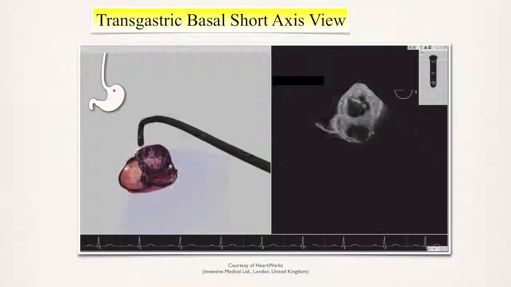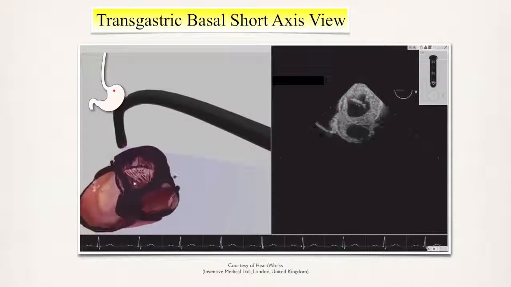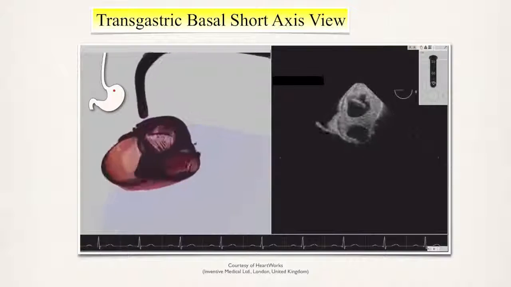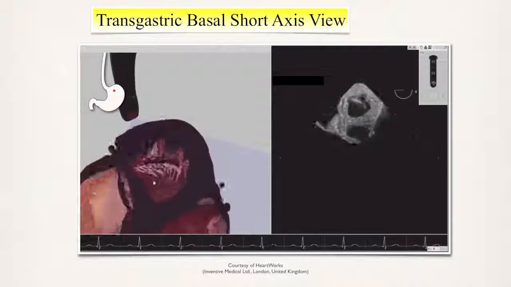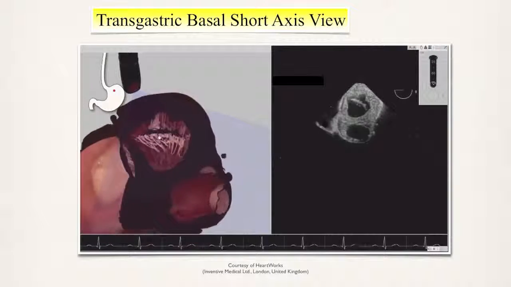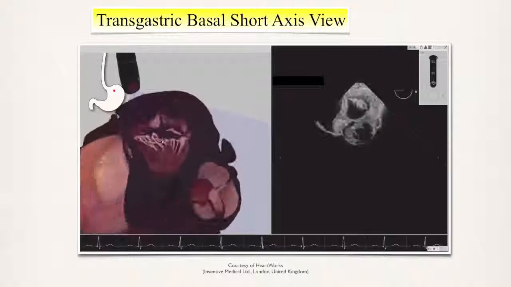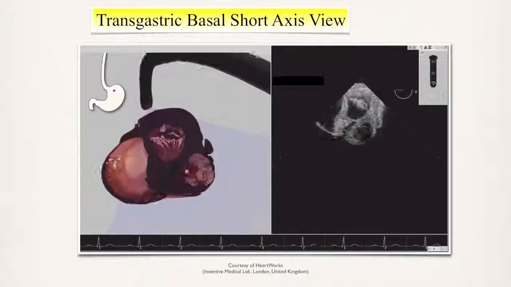In this video, you can see clearly the relationship of the probe to the heart in the basal view. Note the papillary muscles, which can be seen just below the valve on the animated anatomic view. The aortic valve at times appears partially in the view in this case.